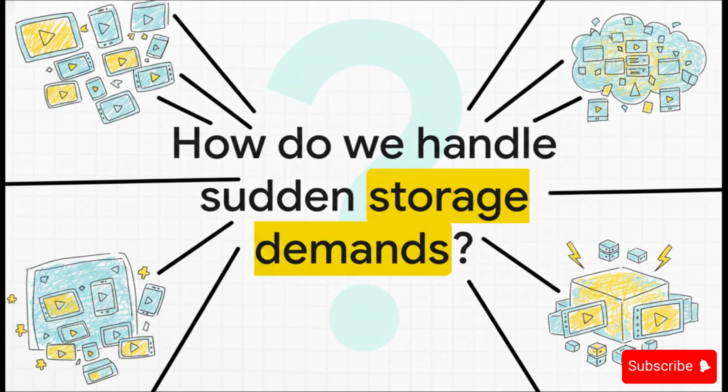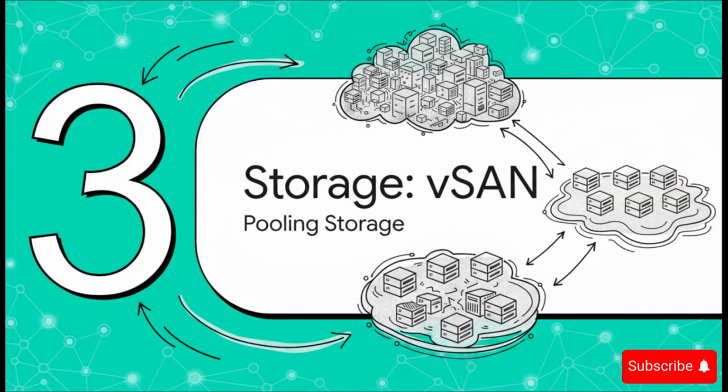But here's the thing. Computing power is really only one piece of the puzzle. Think about this for a second. How do we actually handle massive, sudden storage demands? Like, imagine a social platform suddenly launches a huge new feature. Let's say something like Instagram Shorts. Literally overnight, millions of users are uploading massive video files. How does an enterprise physically store all of that sudden data? Which brings us to part three, pooling storage with vSAN.